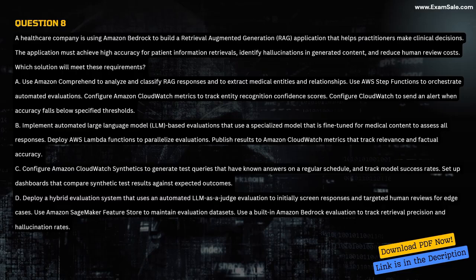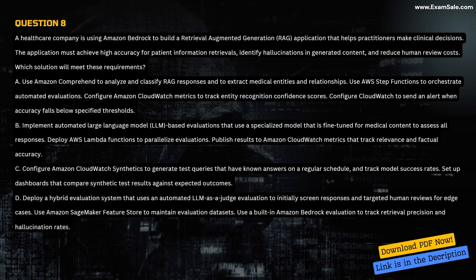A. Use Amazon Comprehend to analyze and classify RAG responses and to extract medical entities and relationships. Use AWS Step Functions to orchestrate automated evaluations. Configure Amazon CloudWatch metrics to track entity recognition confidence scores. Configure CloudWatch to send an alert when accuracy falls below specified thresholds.